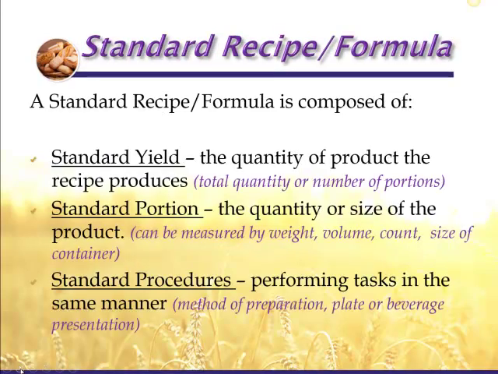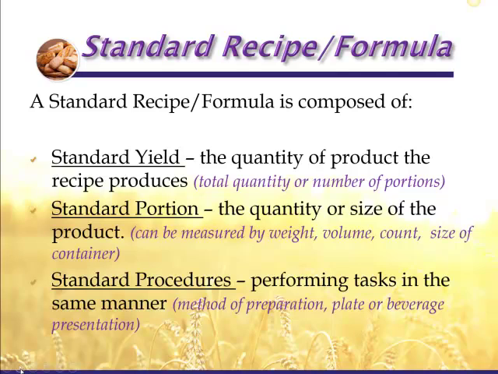A standard recipe or formula is composed of a standard yield, the quantity of product the recipe produces, also listed as the total quantity or number of portions. Standard portion is the quantity or size of the product that is going to be given to the guest. You can measure this by weight, volume, count, or even the size of the container. Standard procedures, like performing tasks in the same manner, preparation, the plating, or even the beverage presentation, can all be part of this standardized recipe.